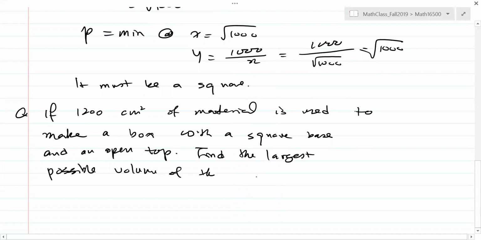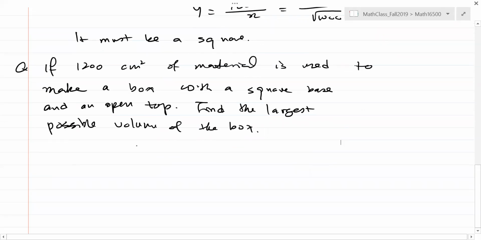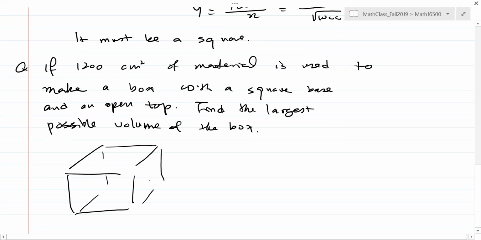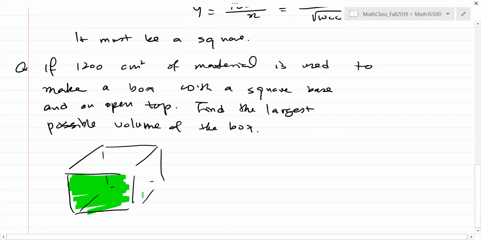Oh, the material, you know, the cost. If you look at just, find the largest possible volume. So you see, the cost of the box, the material cost depends on the surface area of the box. But the top is open. The top is open.